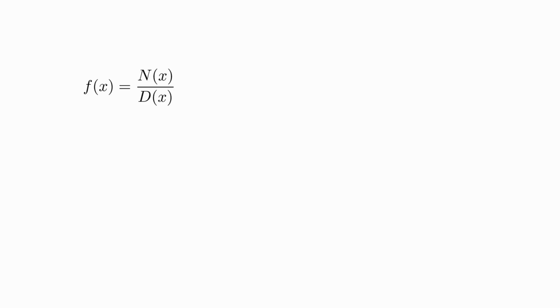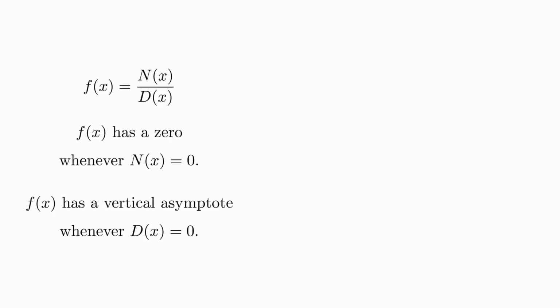Suppose we have a function of the form f(x) = n(x)/d(x), where we've cancelled out all the common factors. The zeros of f(x) correspond to the zeros of the numerator n(x), and the vertical asymptotes correspond to the zeros of the denominator d(x).